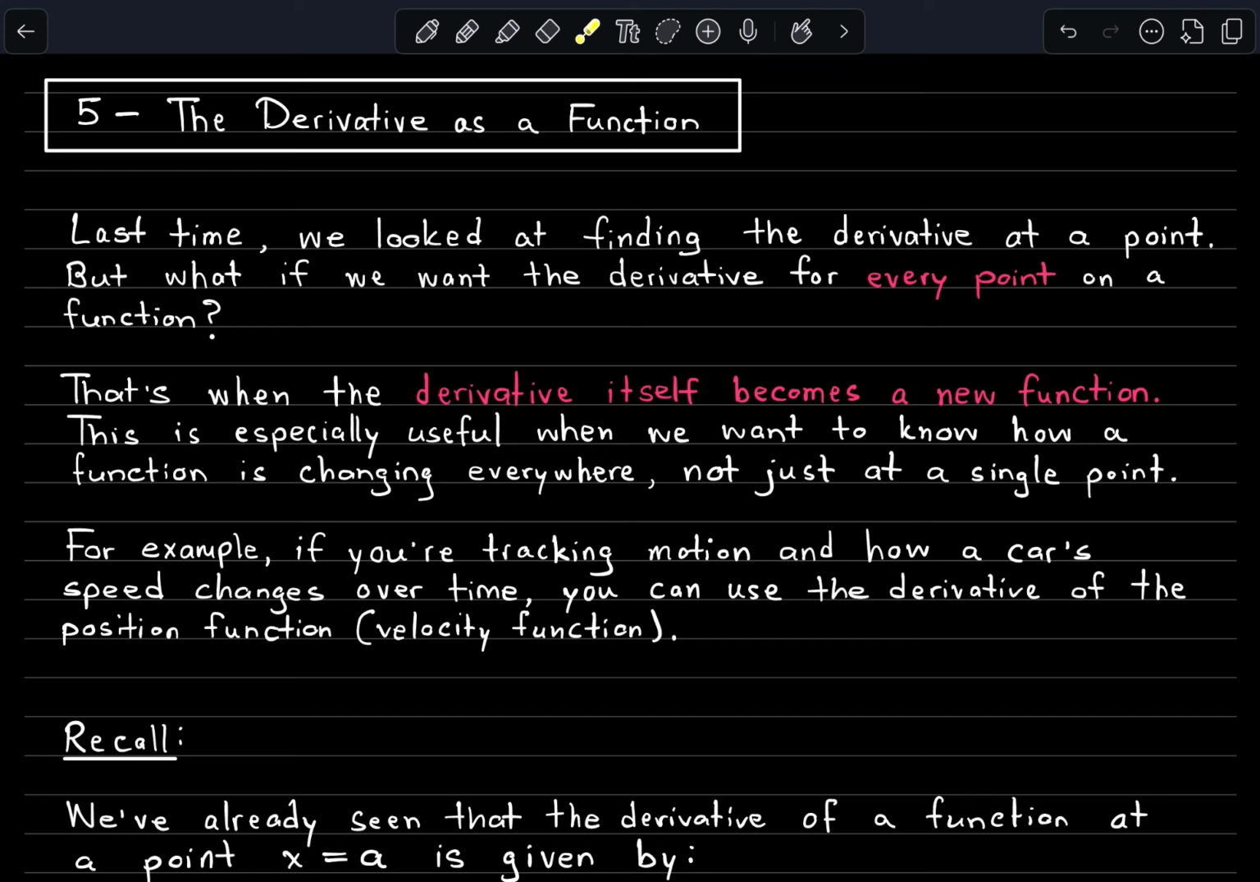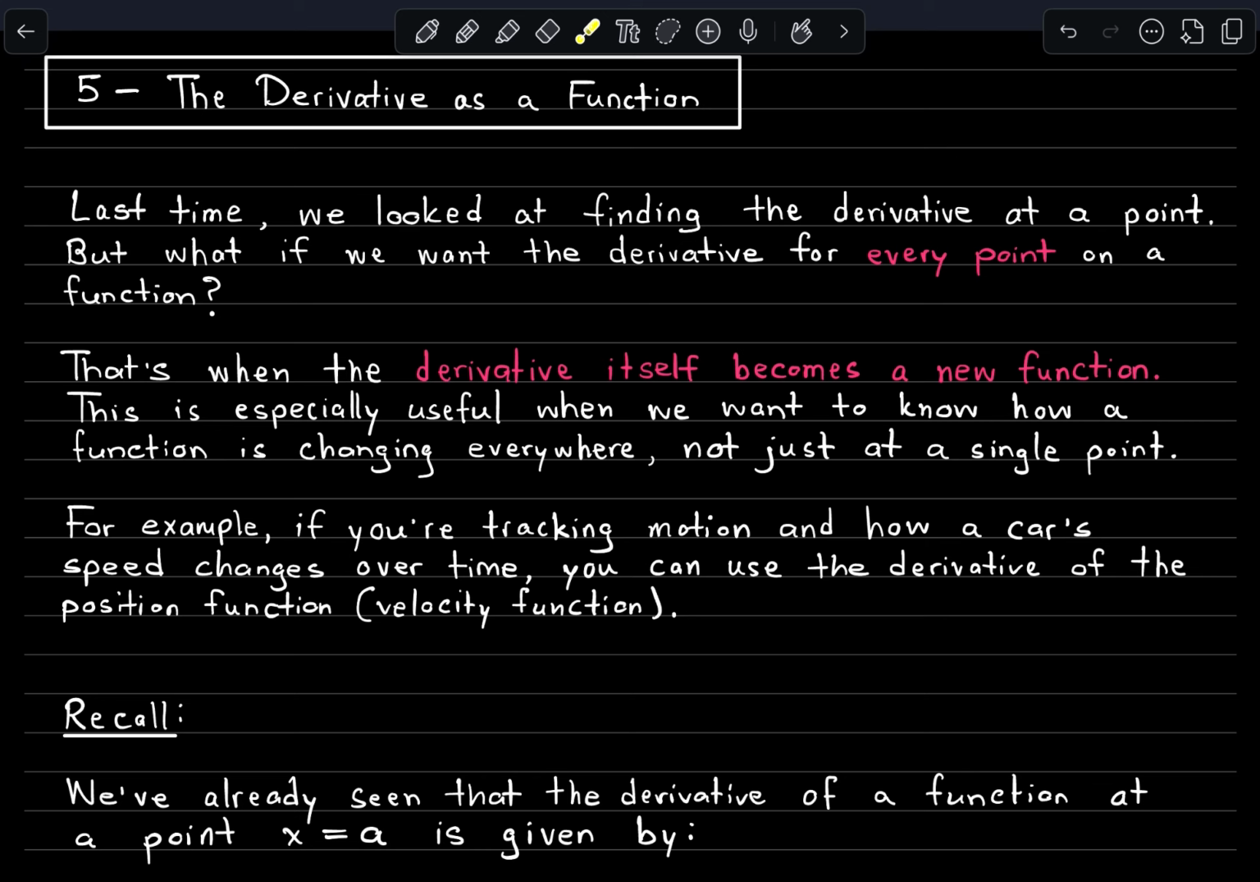This is especially useful when we want to know how a function is changing everywhere, not just at a single point. So for example, if you're tracking motion and how a car's speed is changing over time, you can use the derivative of the position function, also known as the velocity function. So it is its own function.